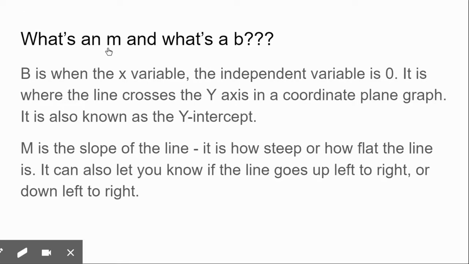So what are m's and what are b's? b is the value when the x variable, the independent variable, is 0. And it's also known as the y-intercept. m is the slope of a line, which means how steep or how flat the line is, and whether it goes from left to right up or left to right down.